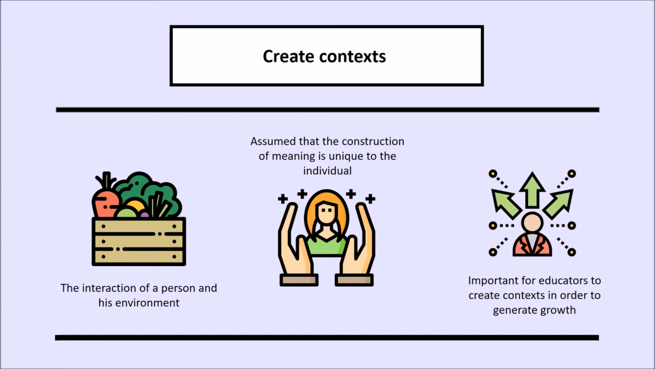The interaction of a person and their environment is really important. So it's that social interaction, and it's assumed that the construction of meaning is unique to the individual. There might be, within this kind of ideology, the view that people are more naturally capable as mathematicians or more naturally capable as scientists. And it's important for educators to create context in order to generate that growth.